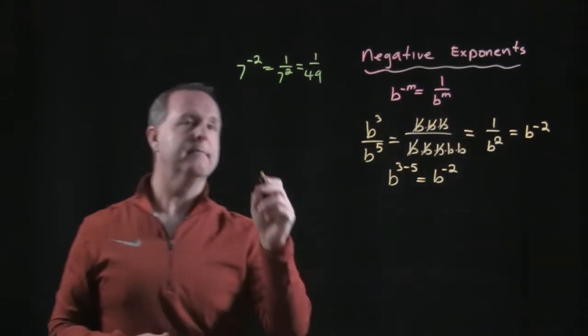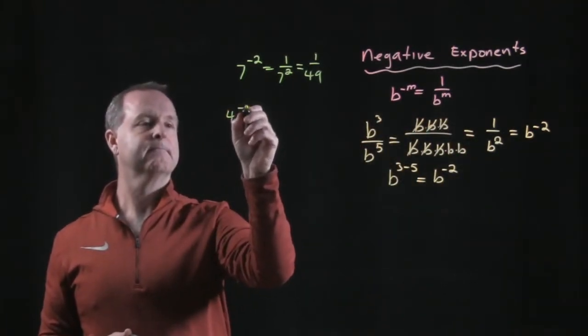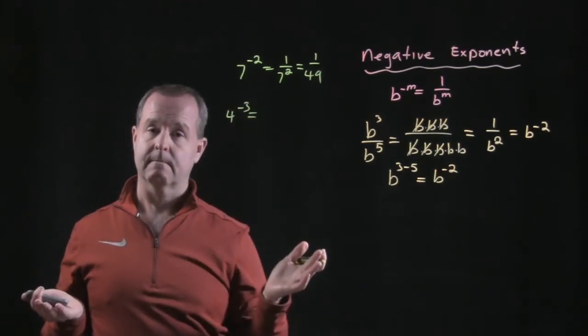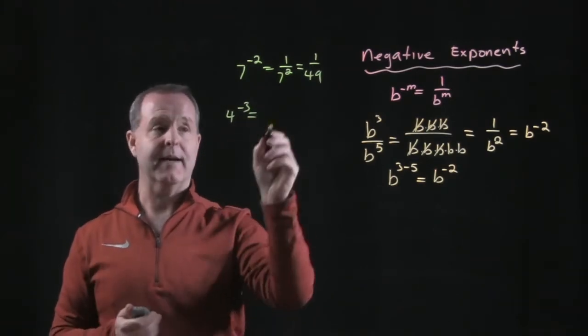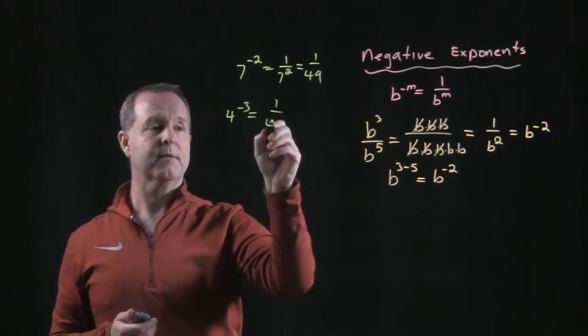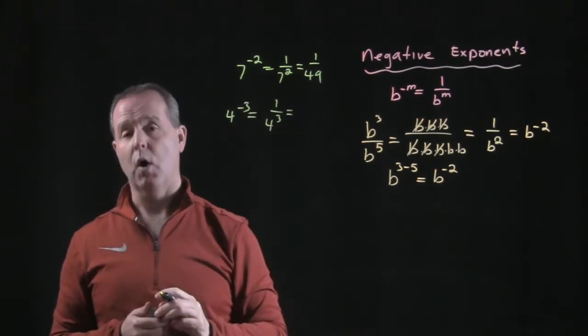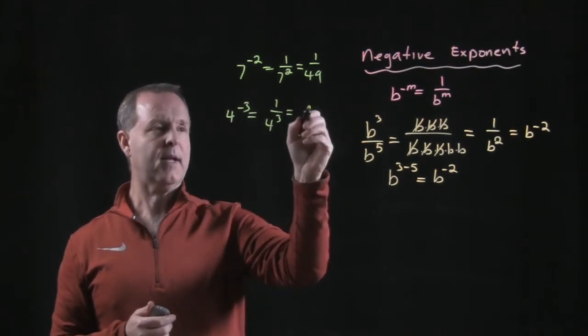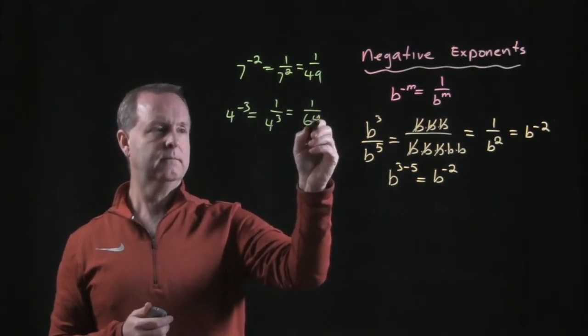4 to the negative 3. Well, let's turn that into a positive exponent, but to do that, we need to put it on the other shelf. So it becomes 1 over 4 to the third, and that equals 1 over 64.